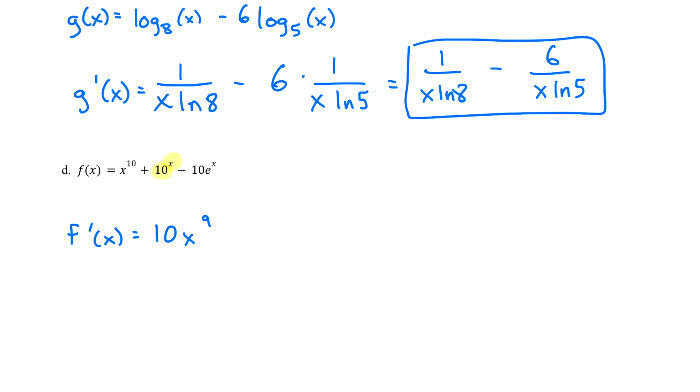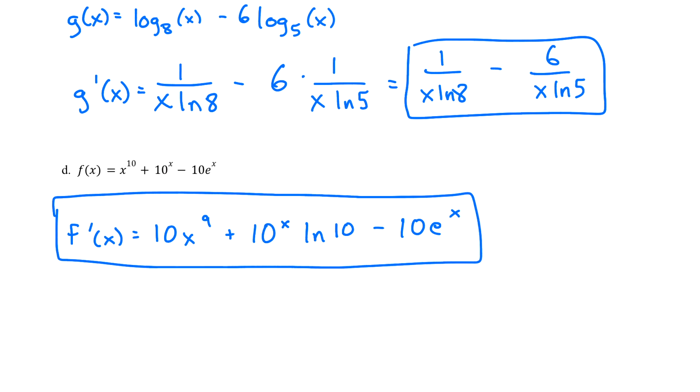Here I have 10 raised to the x power. This is an exponential function, so it's going to look like the derivative of e to the x. So that means I'm going to get the same function back. I'm going to get 10 to the x power. I just need to multiply that by natural log of my base, and in this case, my base is 10. So I need to multiply that by natural log of 10. Minus, for my last term, the derivative of negative 10 e to the x. Well, that's going to be minus 10 e to the x. So there is our derivative.